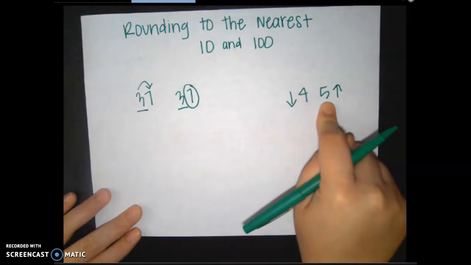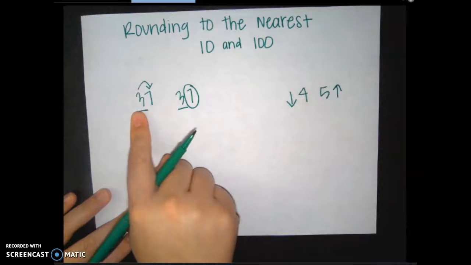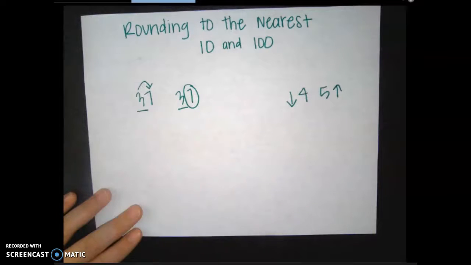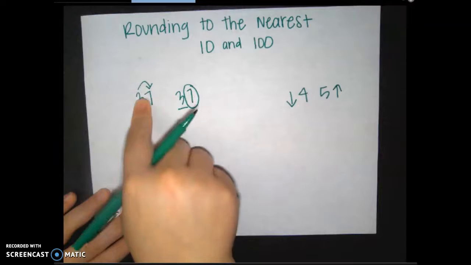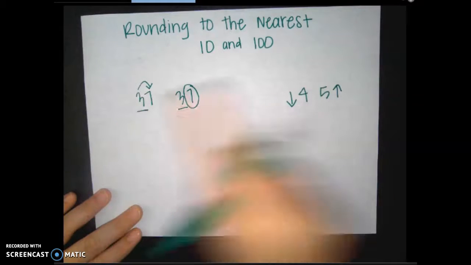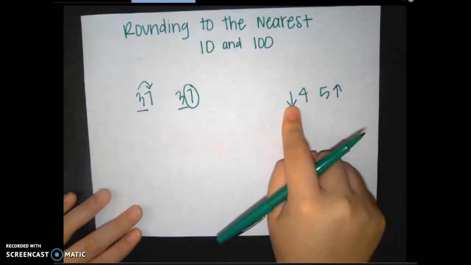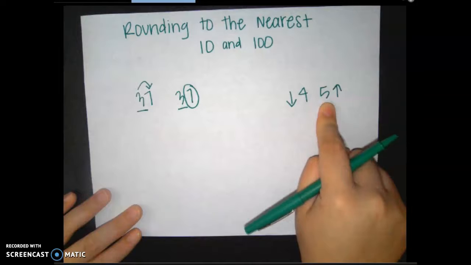5 or more, up the score. Meaning your underlying digit, you're just going to go up one number in that same place value. So 4 or less, let it rest. 5 or more, up the score.